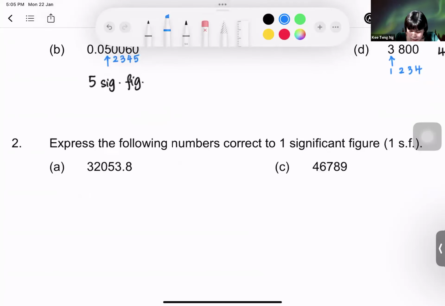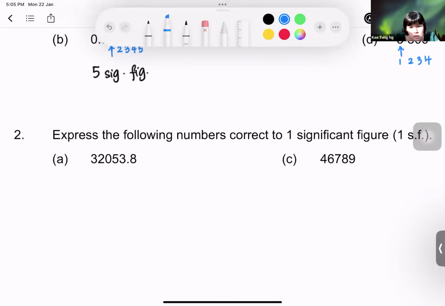So let's take a look at this question number 2. Express the following numbers correct to one significant figure. So let us find the first sig fig, the first non-zero number. My first non-zero number starts here. This is 3. But notice that the placing, this is in the ones, tens, 100, 1,000, 10,000 placing. So my 3 must be placed in the 10,000 placing.